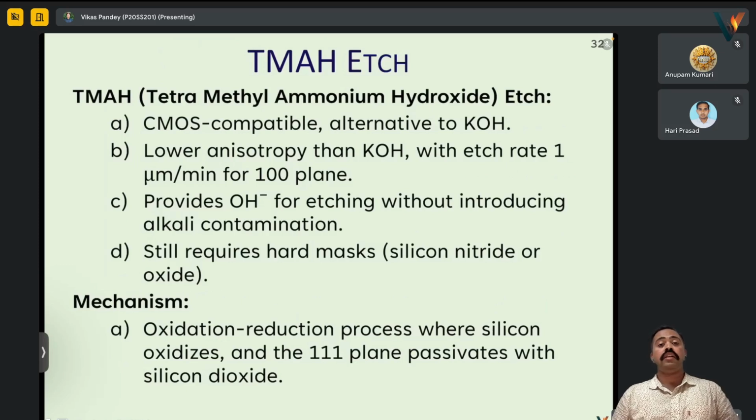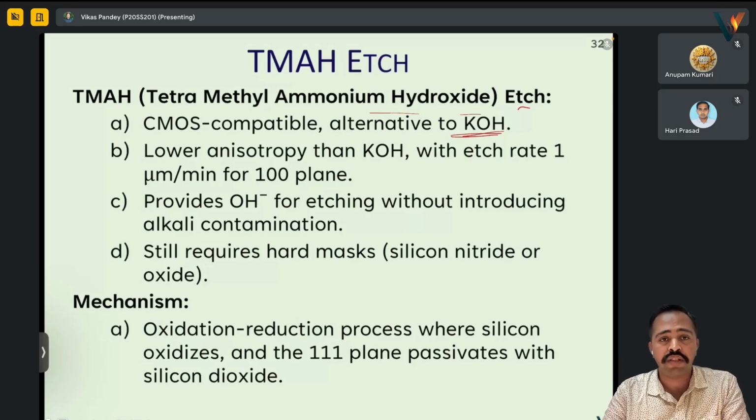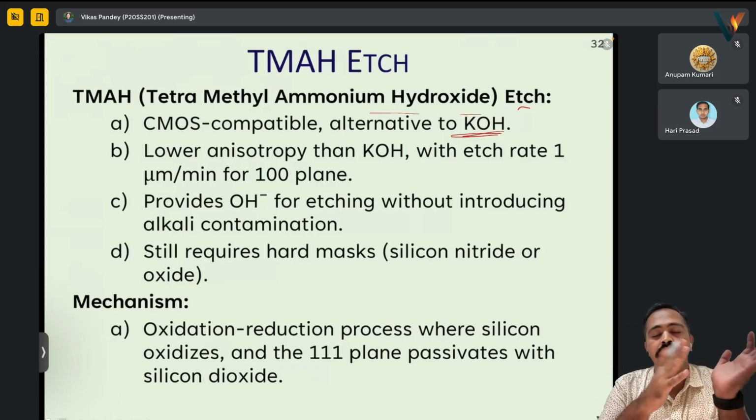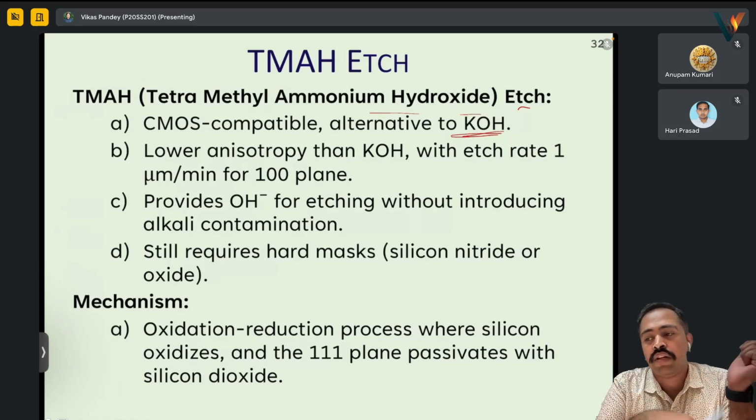The second process is TMAH, tetramethyl ammonium hydroxide. This is CMOS compatible. So it is an alternative to KOH, but it has lower anisotropy. It's not perfectly anisotropic, but it is still anisotropic and it works fine, because in some places you cannot use KOH. It is fine if you are using TMAH.